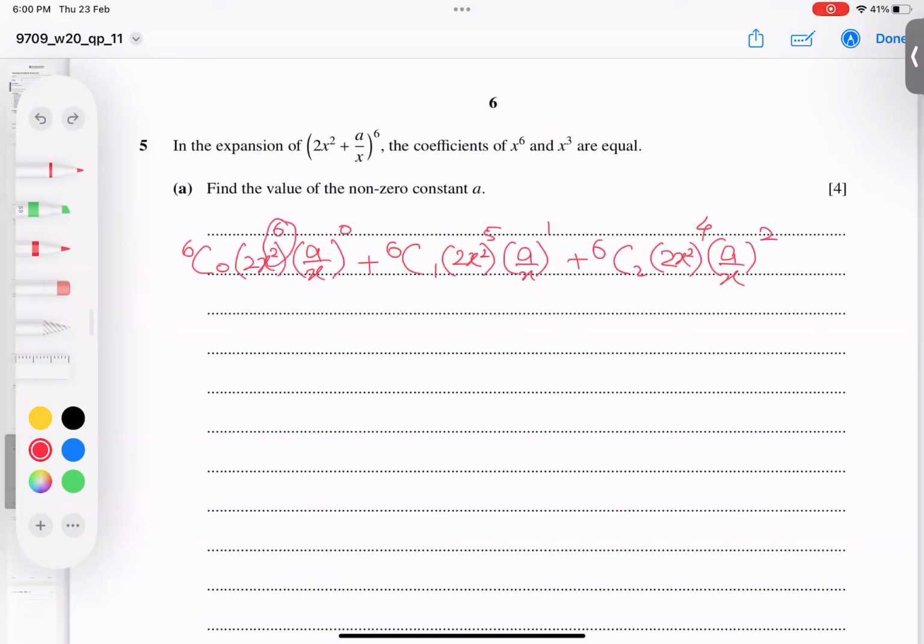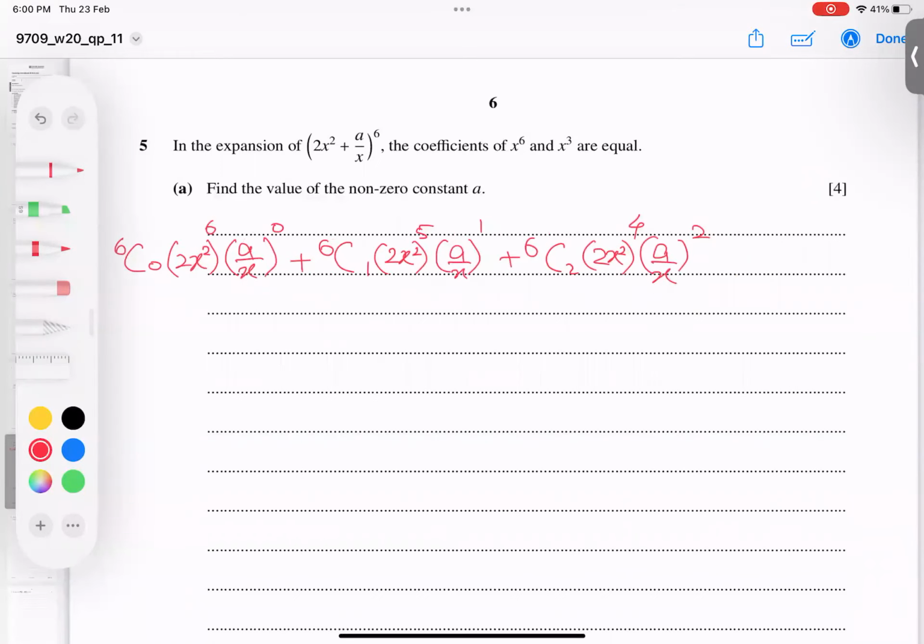6 twos are 12, so 12 comes here. 5 twos are 10, and here 10. Out of 10, 1 gone, 9. 4 twos are 8. Out of 8, 2 gone, so 6. So x to power 6 is coming in this. It means I will expand one more, maybe I'll get my required third term as well. 6C3. Let's see what happens if I apply it here.